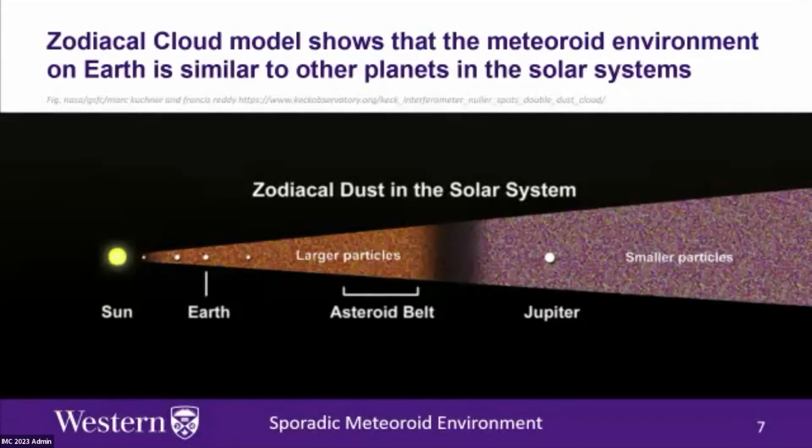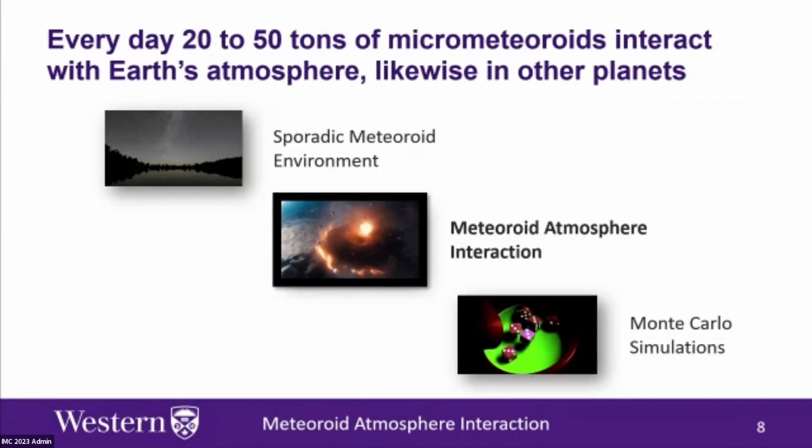These are in general the vast majority of the things that we can see in our inner solar system. So the zodiacal cloud model shows that the meteor environment is not that different at our close neighbors. So Mars and probably Venus will have similar sporadic meteors. And in a way, we can try and model, first, of course, the Earth, which is the planet that we know most of. So we know that every day, 20 to 50 tons of micrometeoroids interact with Earth's atmosphere. And the same, of course, can happen on different planets.